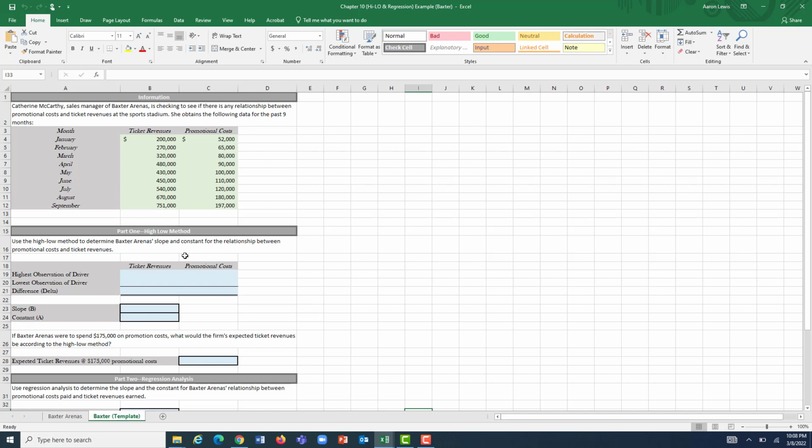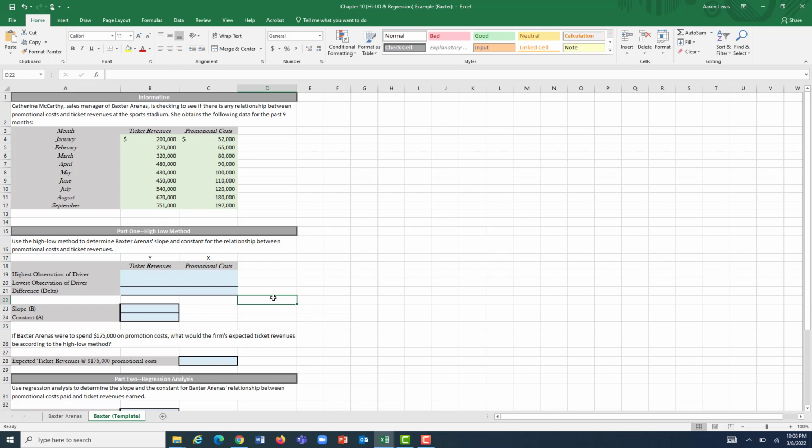So whatever variable you label as your x should be the thing that is causing your other variable to be modified. In this case, what we saw in the chart is the more we spend on promotion costs, the more we generate in ticket revenues. Therefore, promotion costs have to be our independent variable, while ticket revenues have to be our dependent variable, because how much revenue we make depends on how much we spend in promotional costs. So we have our x variable and our y variable.